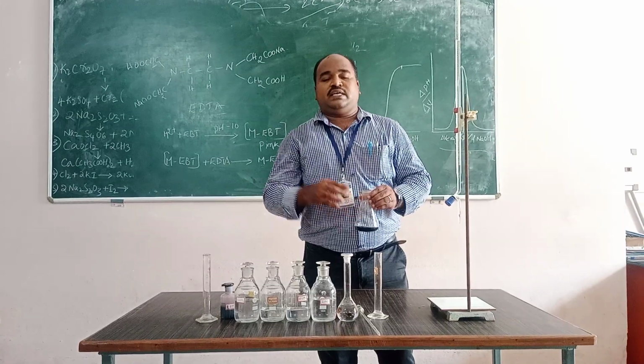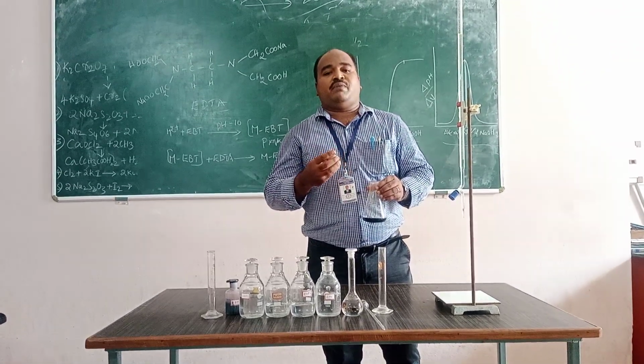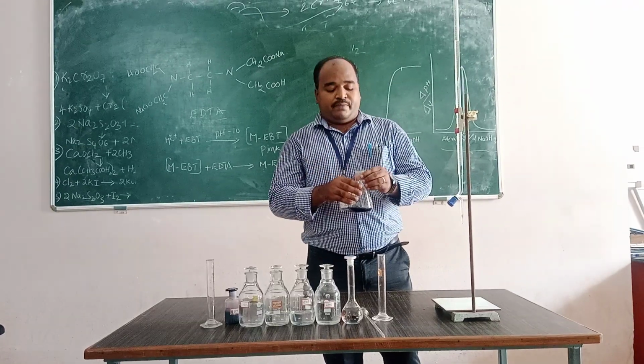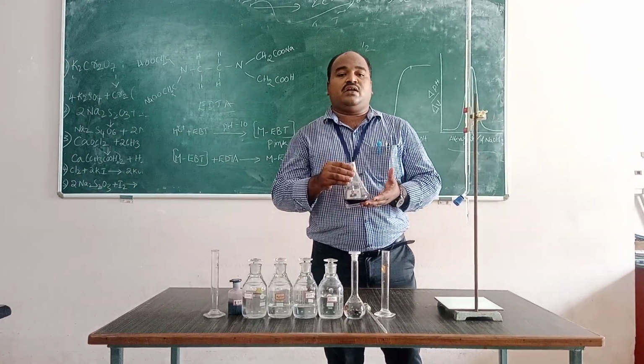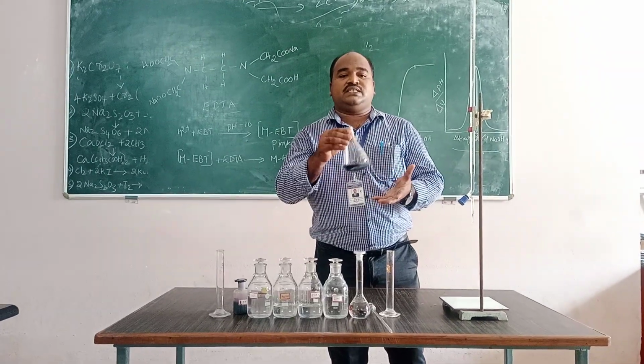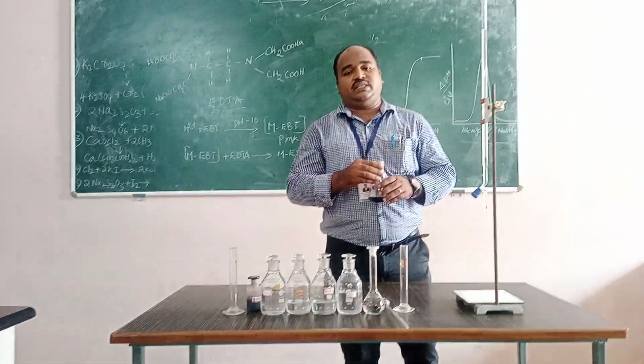Here, eriochrome black T forms an unstable complex as an indicator, in wine red color, but EDTA forms a stable complex in blue color. That's it, friends. This is the estimation of zinc by EDTA.